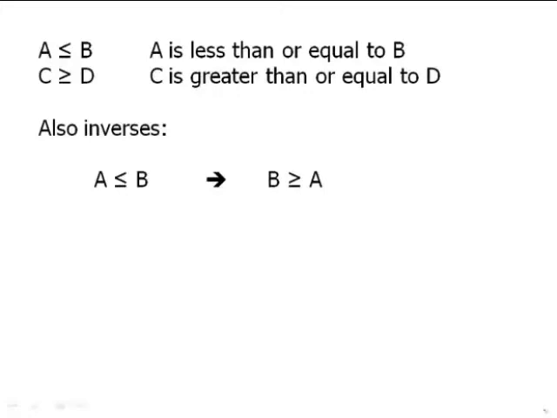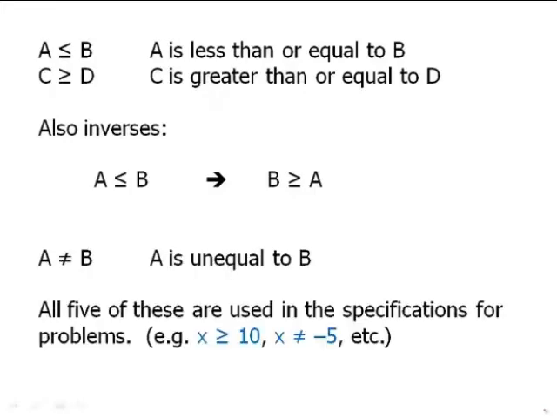If A is less than or equal to B, that necessarily means that B is greater than or equal to A. And finally, A is unequal to B. So either one could be greater or less. All we know is that they don't have the same value. So all 5 of these are used in the specifications for problems. So at the beginning of a problem, it might say something like, if x is greater than or equal to 10, or x is unequal to 5, and then they'll talk about the rest of the problem. So that is just a condition they specify to make the problem work. And so any of these 5 symbols can appear in that specification.